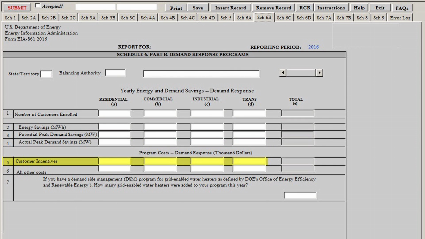Line 4 is actual peak demand savings achieved by demand response activities. Line 5 collects the financial incentives customers receive for their participation in demand response programs. Line 6 includes all other costs associated with implementing demand response programs. Line 7 collects the number of grid-enabled water heaters added to the demand response program in the reporting year.